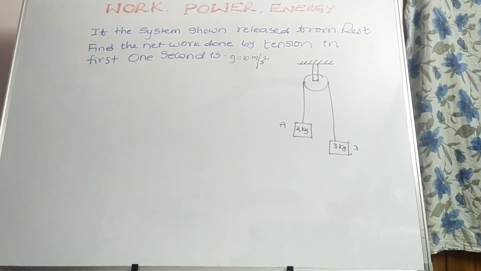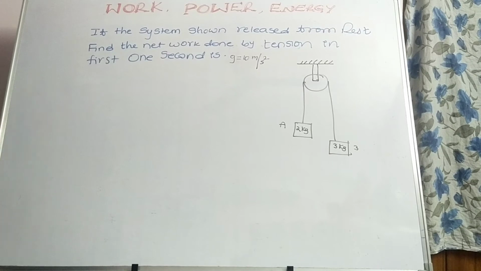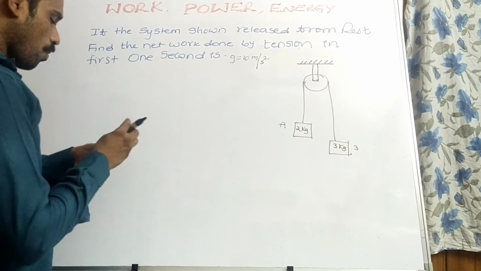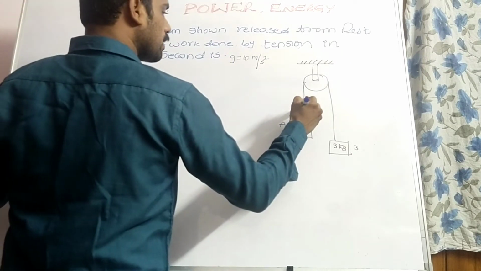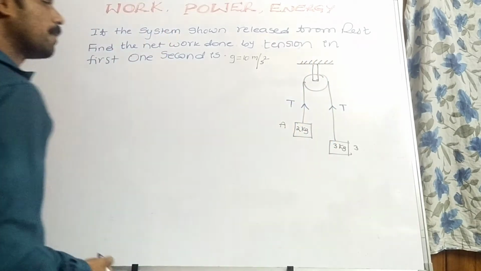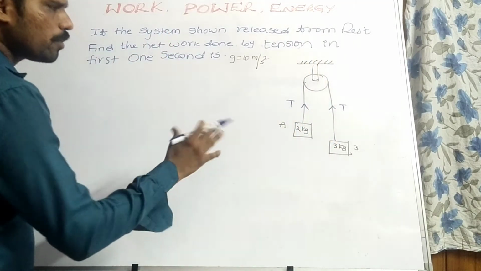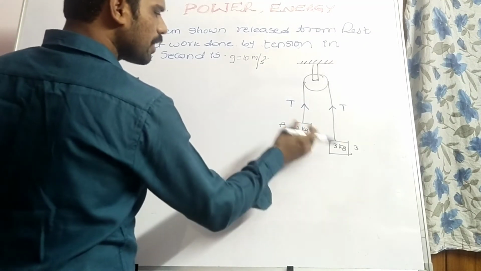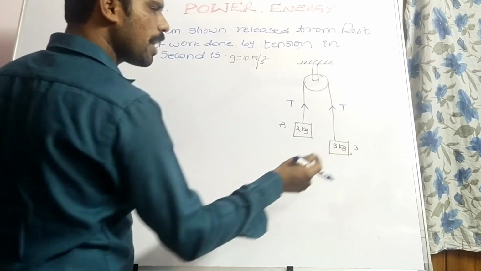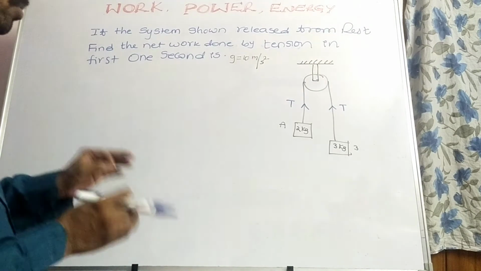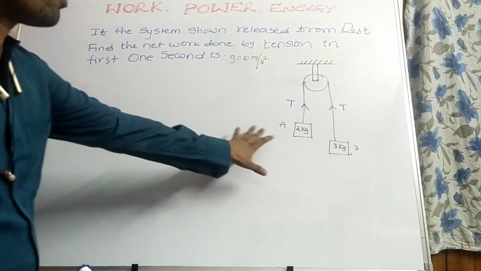Here is another question. If the system shown is released from rest, find the net work done by the tension in the first 1 second. Let us consider the tension acting towards the point of suspension, the pulley. Then the displacement in both cases will be the same, as the 2 kg block is displaced downwards or upwards. That much displacement can be observed in the other block, as the two are connected by a single string.